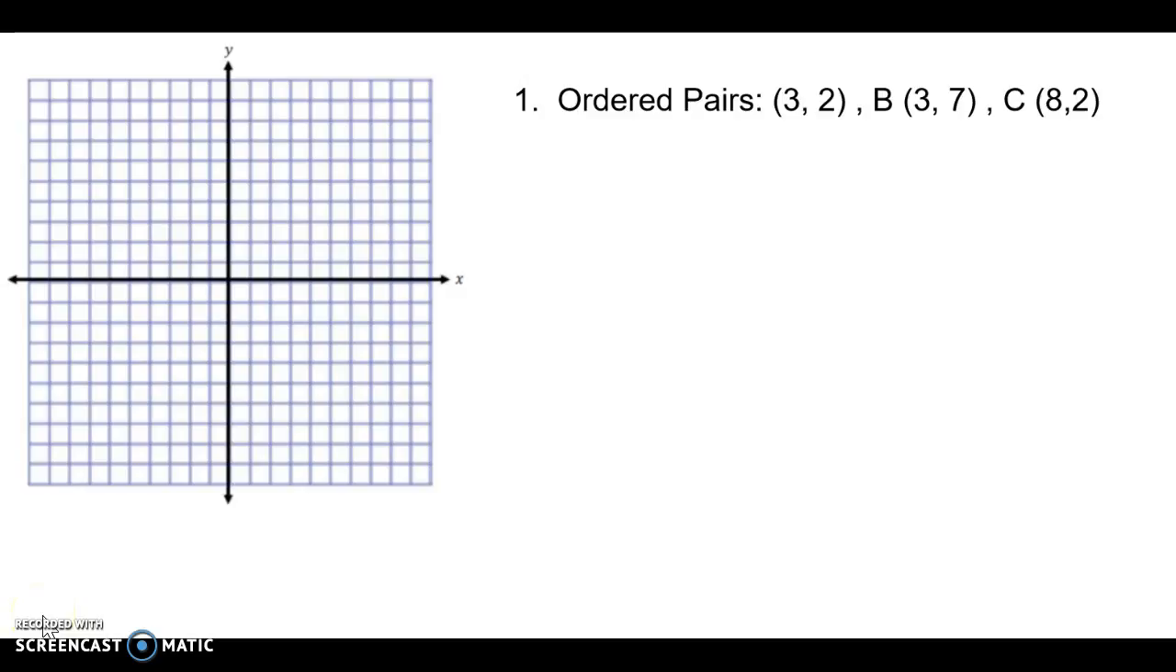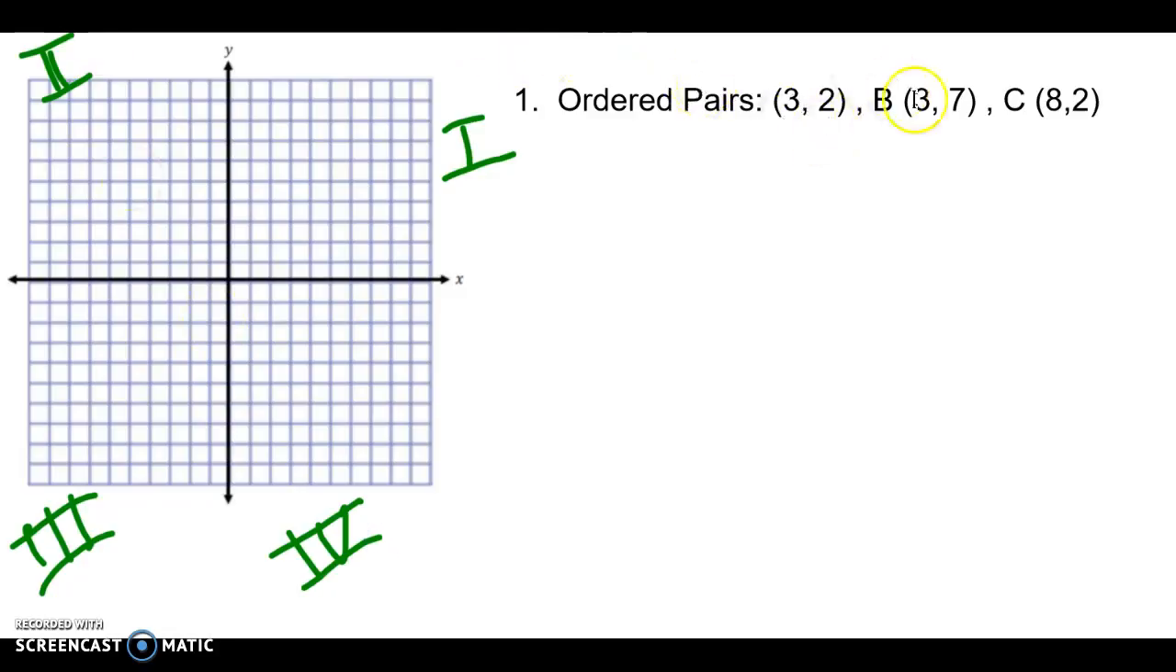For number one, the given points are the ordered pairs that we need to plot on our coordinate plane. Remember, this is quadrant 1, 2, 3, and 4. And when we're doing this, we need to look at our points. So (3, 2). We do x, then y. On the x-axis, we need to go 1, 2, 3, then 1, 2. So we go right there, and that's going to be point A.